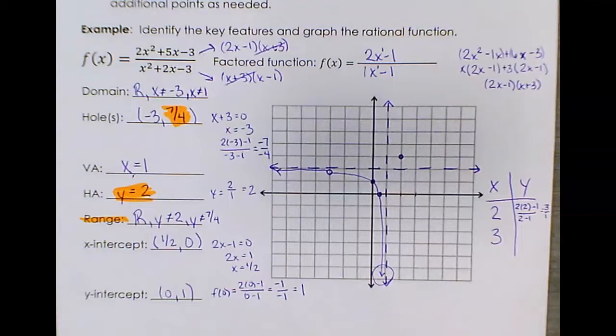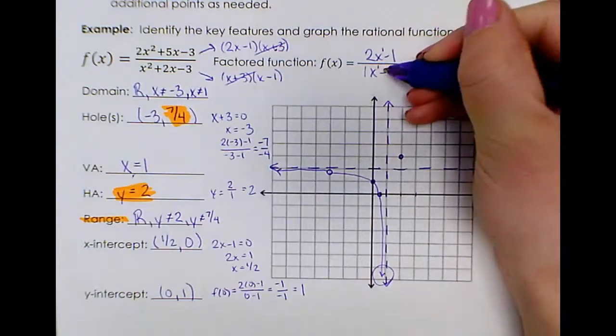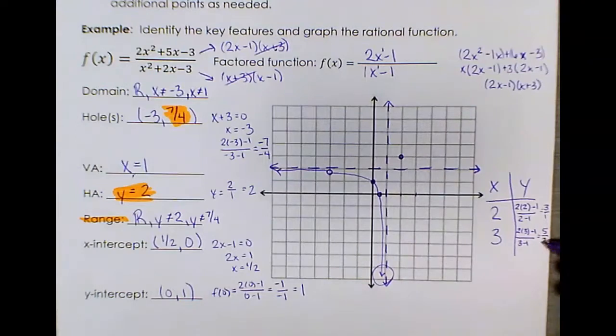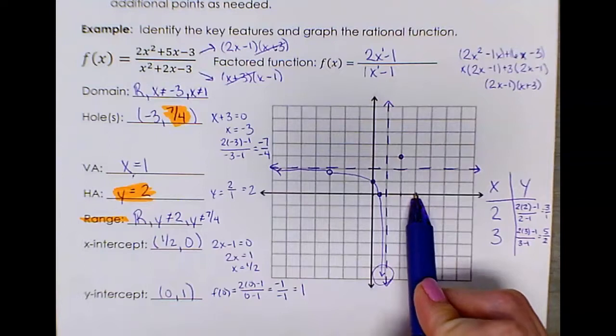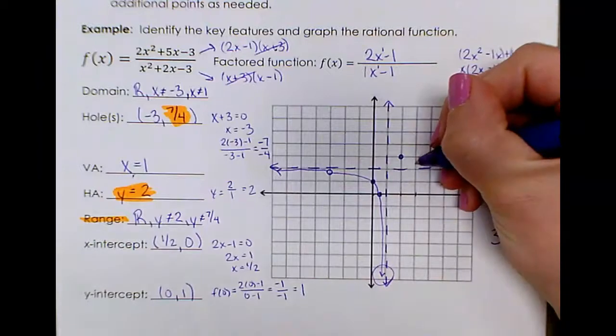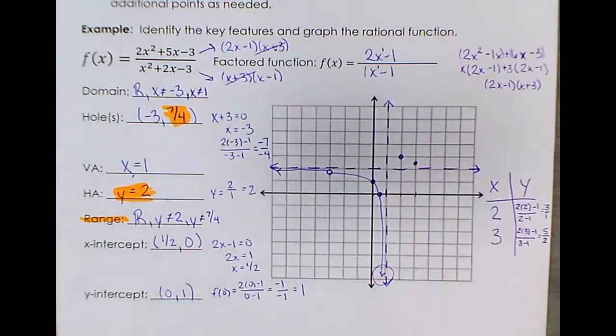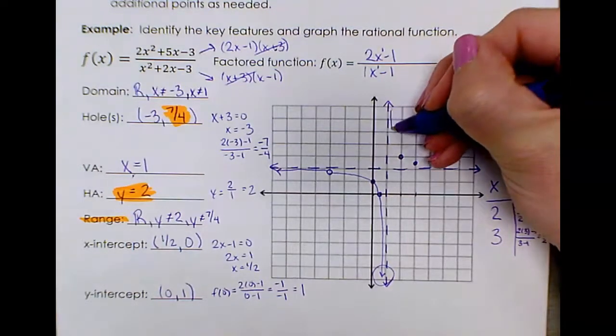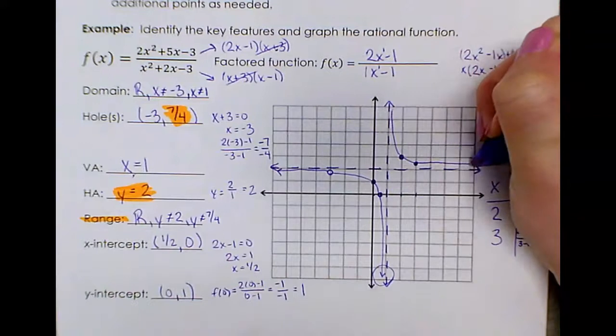Next x value that I need to find a y value for is 3. I'm going to substitute 3 in place of x everywhere I see it. So 2 times 3 is 6. 6 minus 1 is 5. And 3 minus 1 is 2. So 5 halves. So I'm going to go over to an x value of 3, and I'm going to go up 1, 2, 3, 4, 5 halves. And now I kind of have an idea of what my hyperbola looks like on this side of the vertical asymptote. So it kind of comes down like this.